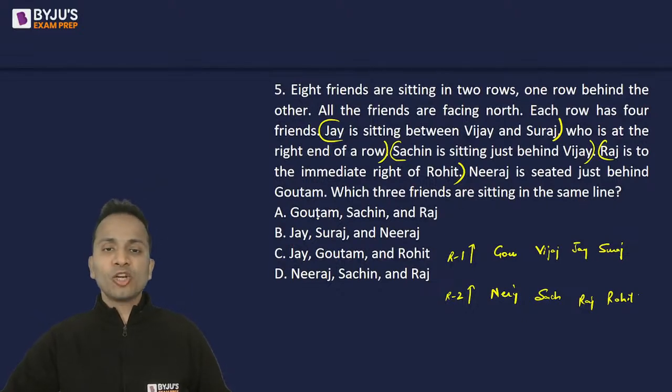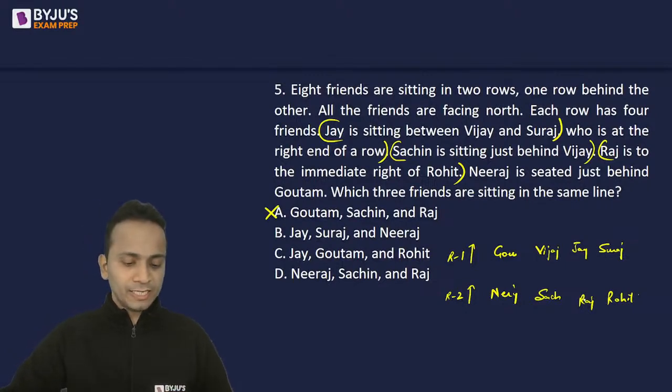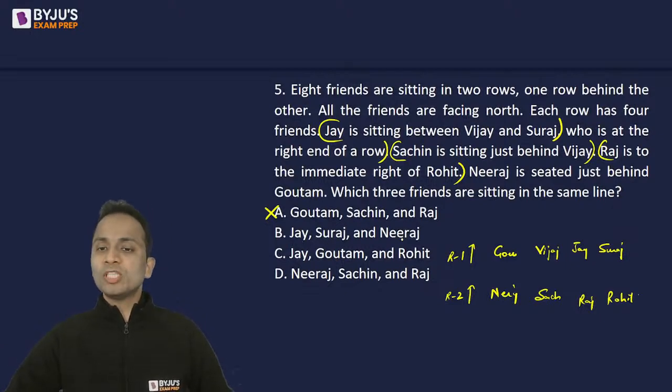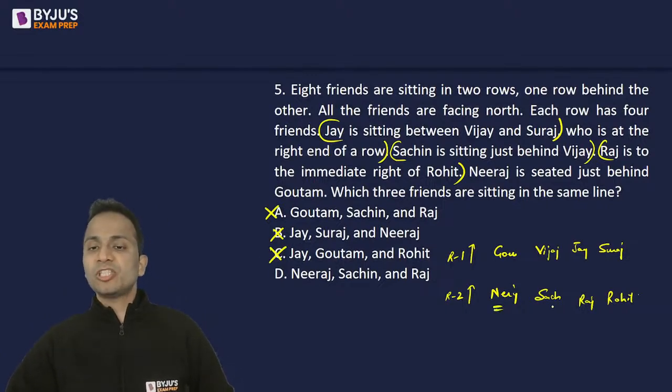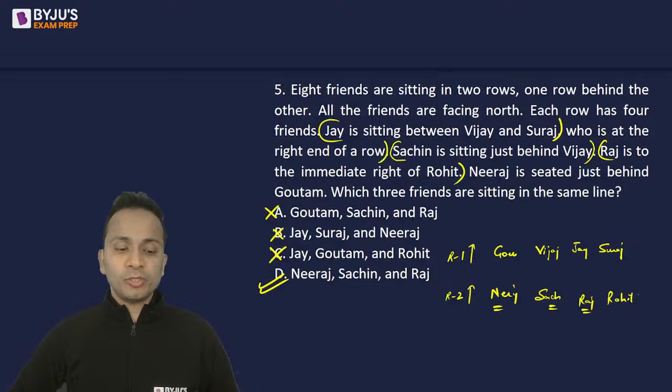So option A, Gautam, Sachin, Raj. No, they are not in the same row. Gautam is in the first and Sachin and Raj are in the second. Okay. Jay, Suraj and Neeraj. No, they are not. Neeraj is behind them. Jay, Gautam, Rohit. Jay and Gautam are in the same row, but Rohit is behind them. Neeraj, Sachin and Raj. Neeraj, Sachin and Raj, they are in the same row. So the correct answer will be option D.